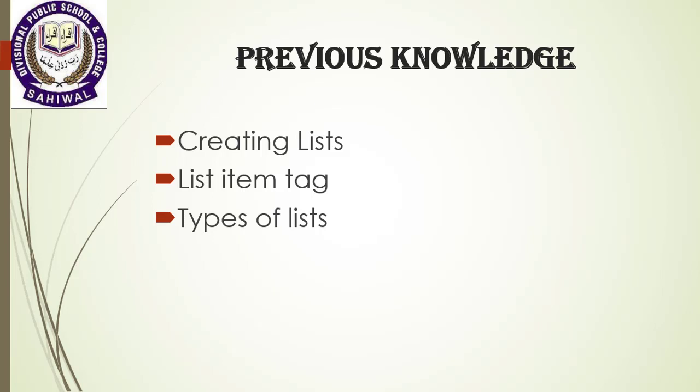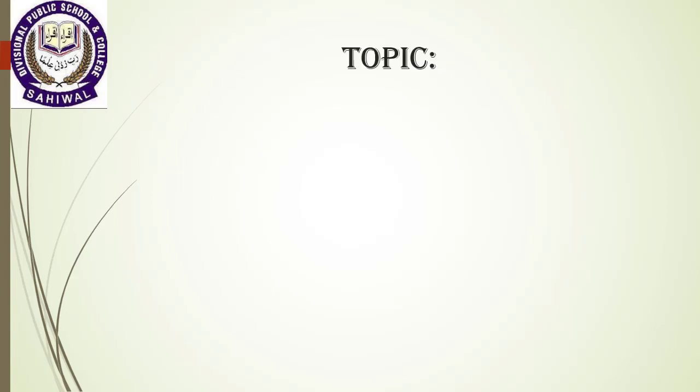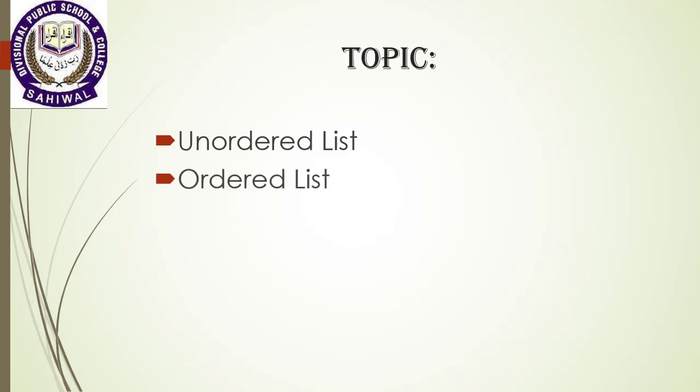Students, in your last lesson, you have learnt about types of lists. There are three types of lists, that is an unordered list, ordered list, and a description list. In today's lesson, we will learn about an unordered list and an ordered list.